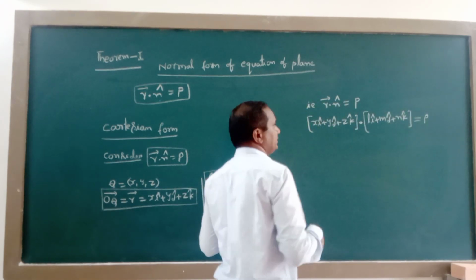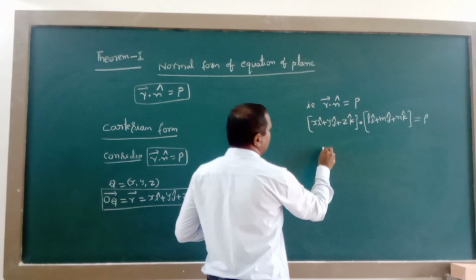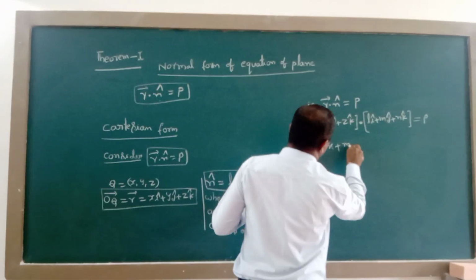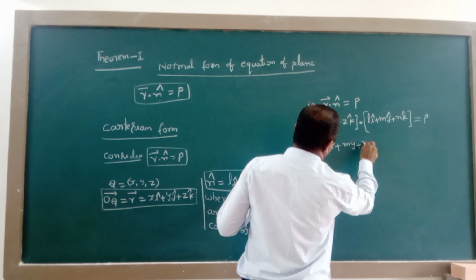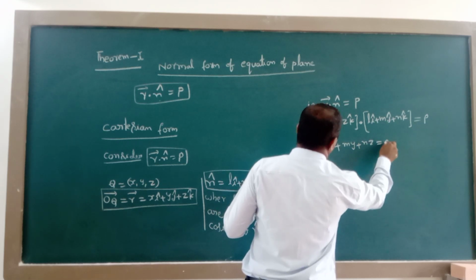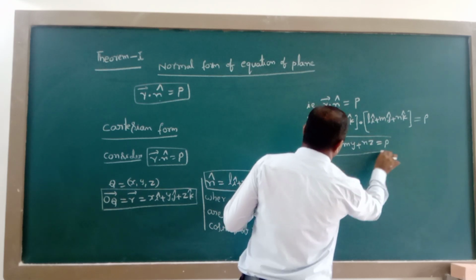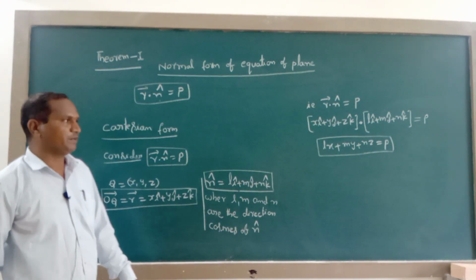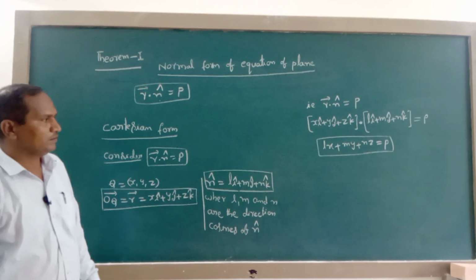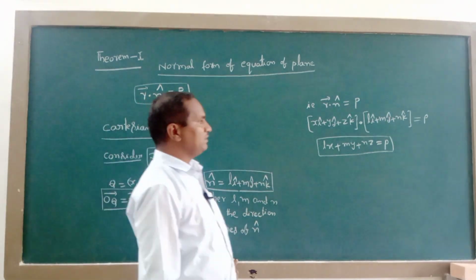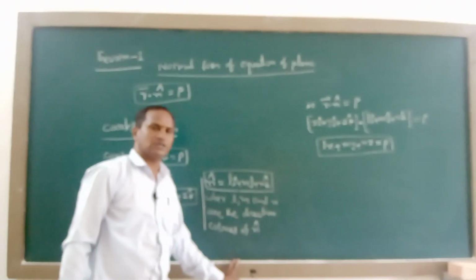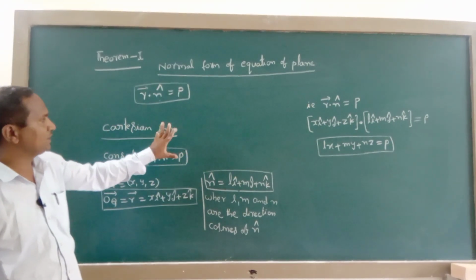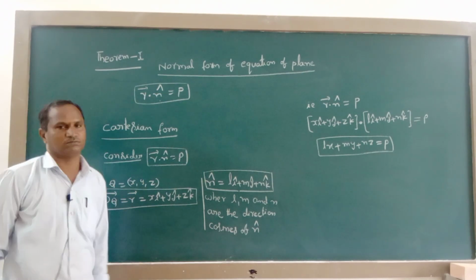Take the dot product between these two vectors, that is lx plus my plus nz is equal to p, which is the Cartesian form of the equation of a plane, that is lx plus my plus nz is equal to p, where p is the length of the perpendicular from the origin onto that given plane. Like that, we are giving a proof in the Cartesian form.